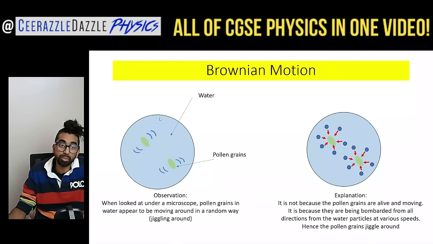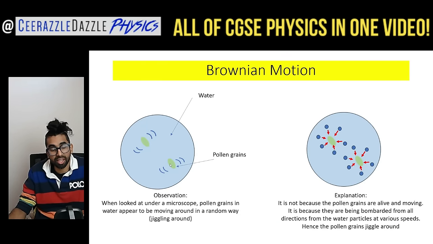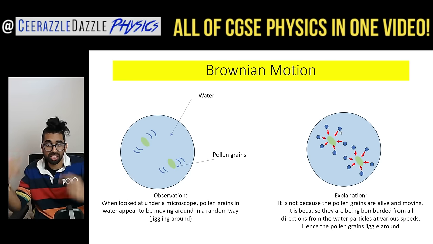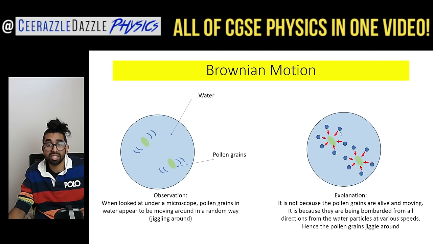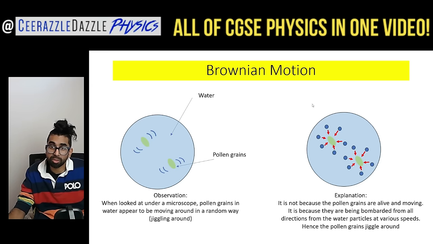Brownian motion now. Over here we have, let's say, a petri dish full of water with some pollen grains in there. When you look at them under a microscope, the pollen grains are seen to be moving around, jiggling about. The reason why is because the pollen grains are being hit by the water particles from all directions, at different speeds and in random motion. So the water particles are moving at different speeds and in random directions, and that is known as Brownian motion. It tells us that the particles are moving randomly and at various speeds, and that's how gases behave.